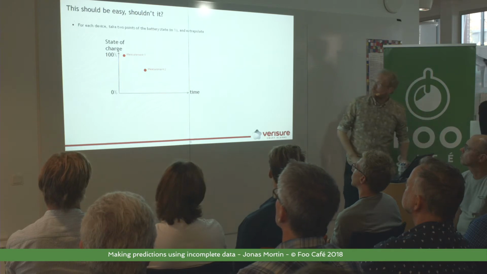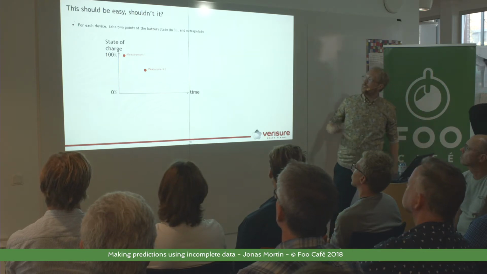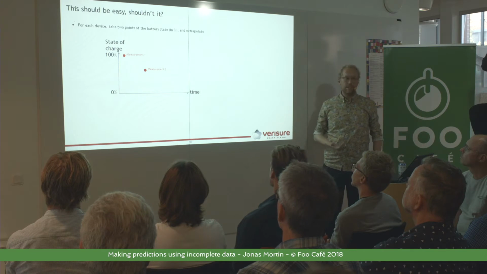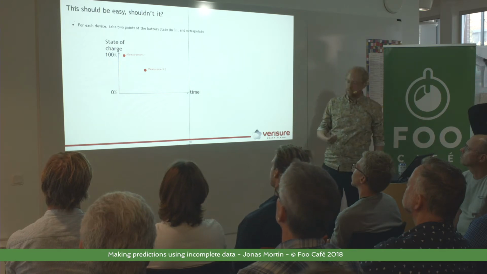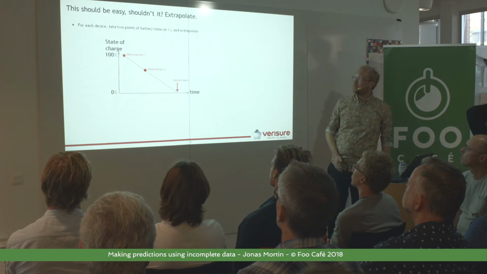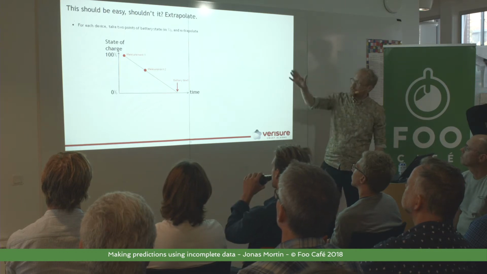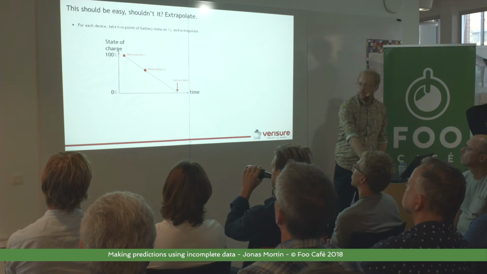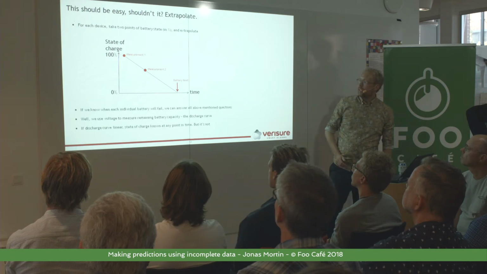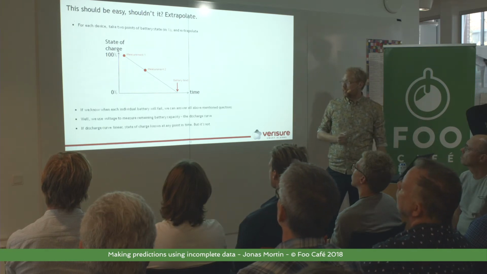I mean, for each device, you can take 2 points of the battery state in percent, the one we have in all our devices, and then you extrapolate, right? So it's 100% now, when it's 0%, it's dead. It's pretty linear, right? You all know it's not linear. And not for us either.